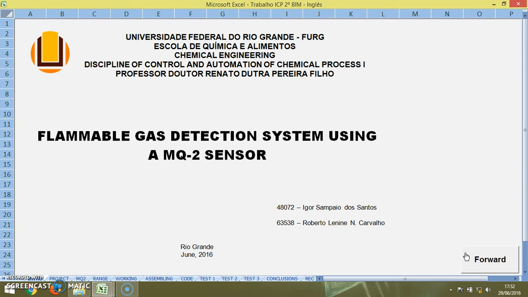We will show you a gas detection system using the MQ2 sensor through the Arduino platform. This project is a part of the discipline Automation and Control of Chemical Processes, ministered by our professor Renato Duda Pereira Filho in the Universidade Federal do Rio Grande do Sul.